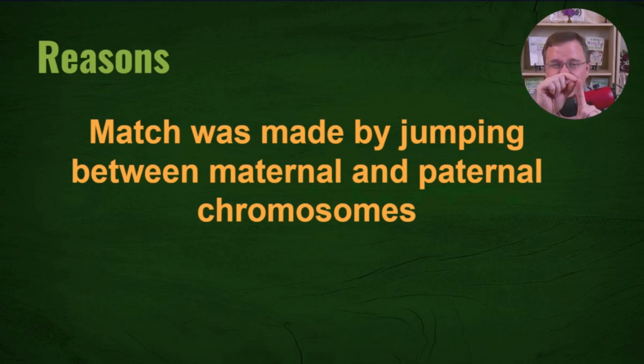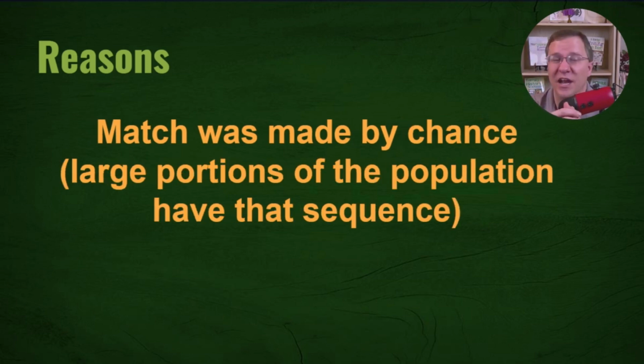It just so happens that this little bit of DNA matched with this little bit of your other DNA matched with this other little bit, all adds up to something that looks like it matches someone else. Another way is, hey, this match might have just been made by chance. In other words, there's large portions of the population that have that sequence. Now, in some cases, these may be people that you still are related to, but you're related to them 1,000 years ago or 2,000 years ago. And it just so happens that you share the same segment that many people in that population share.